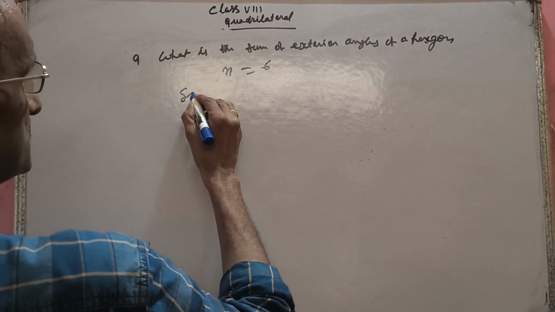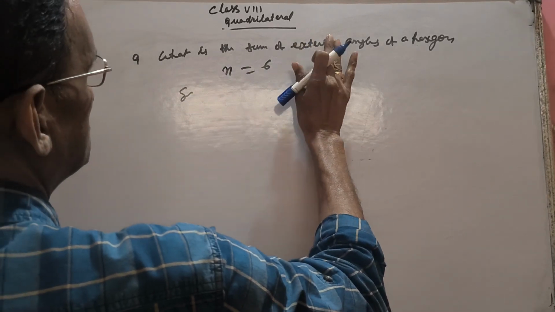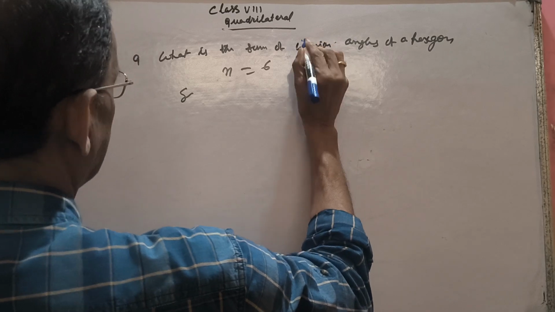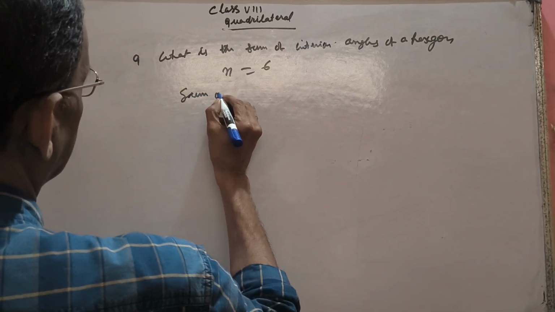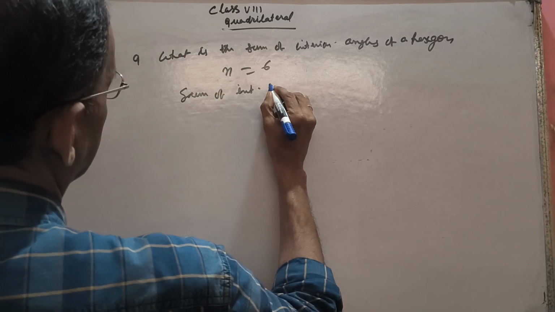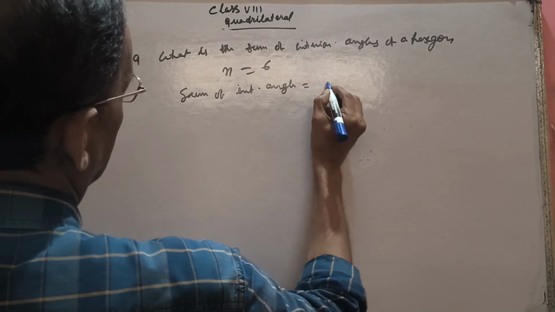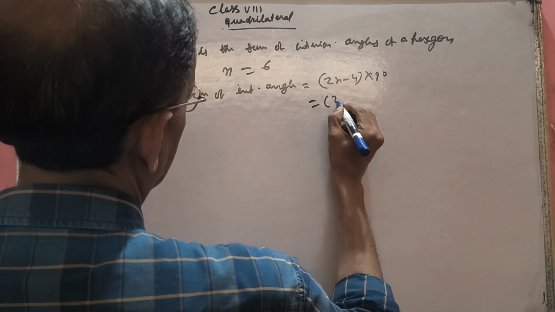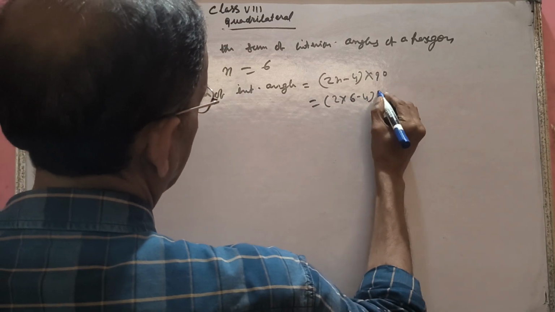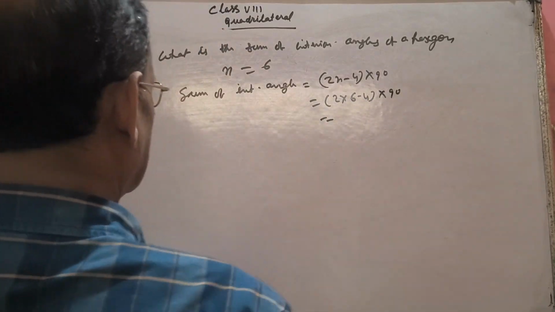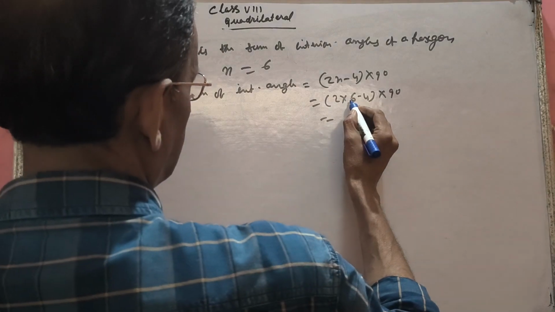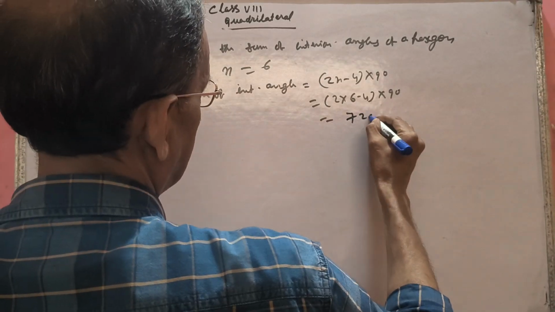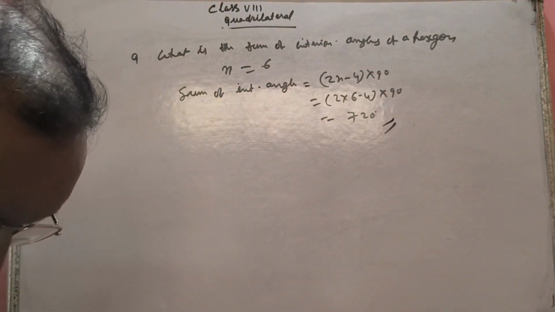And the sum of, not exterior angles, the sum of interior angles, the formula is (2n minus 4) times 90 degrees. I will get 2 times the value of n minus 4 times 90 degrees. So how much will we get? 2 times 6 is 12, minus 4, 8, 8 9s are 720 degrees. So this way you can calculate.